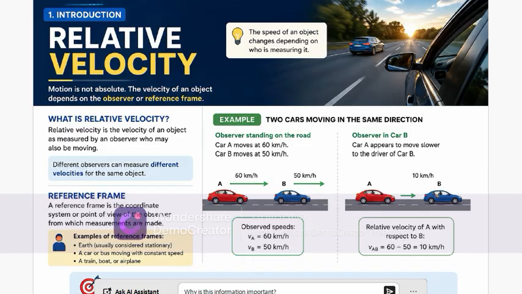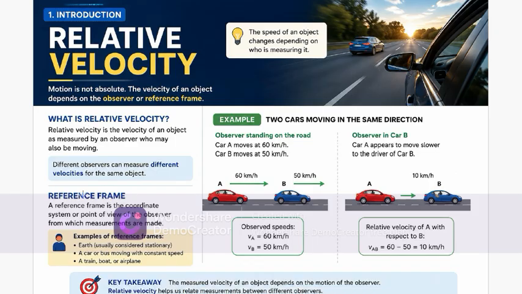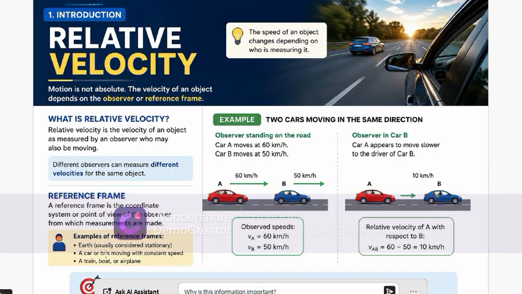Now, another thing that we have in relative velocity is the reference frame. So what is a reference frame? A reference frame is just a point where the observations are being made by the observer. It's the coordinate system or point of view of the observer from which measurements are made. Examples of reference frames are the earth, or a car or bus moving with constant speed, a train, boat, or airplane. Those are reference frames.